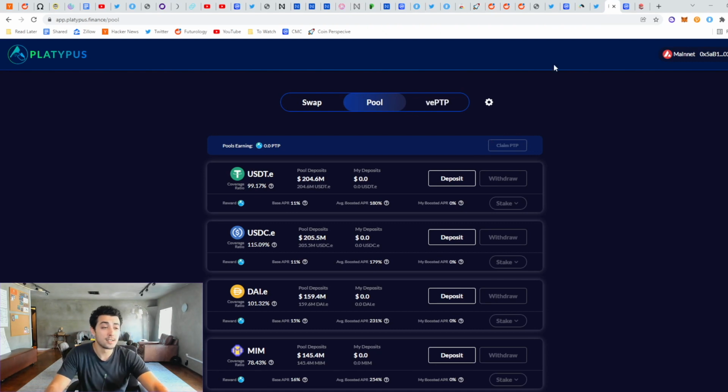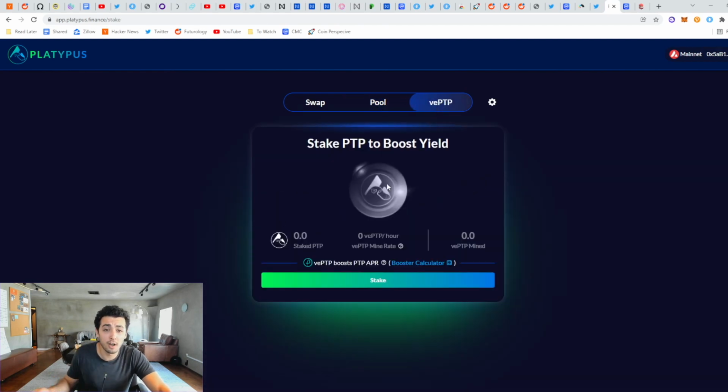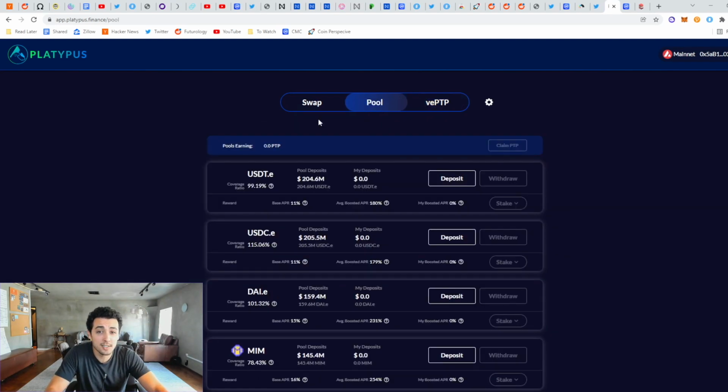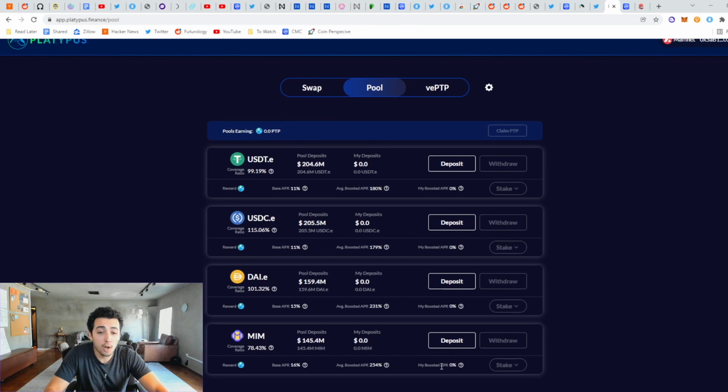So this is the way that Platypus has figured out a way to keep you incentivized to keep your money staked. Now on this page, the way it works is if you unstake your PTP, all of your vPTP goes away. You don't keep that, you can't jump in and out. So you wanna keep accruing vPTP because that increases the overall boosted APR on your money.